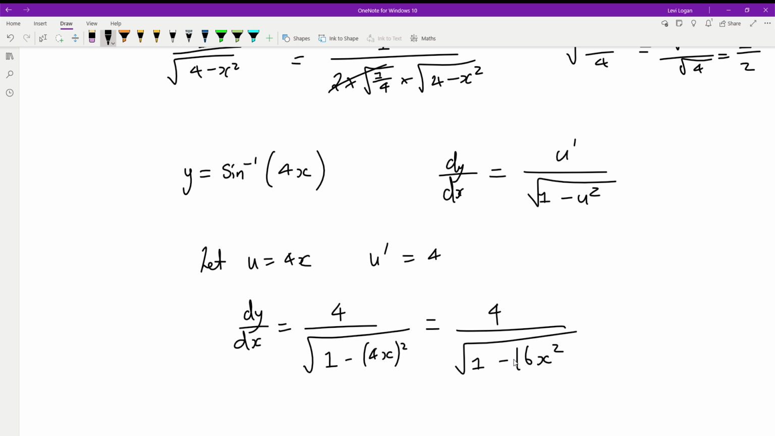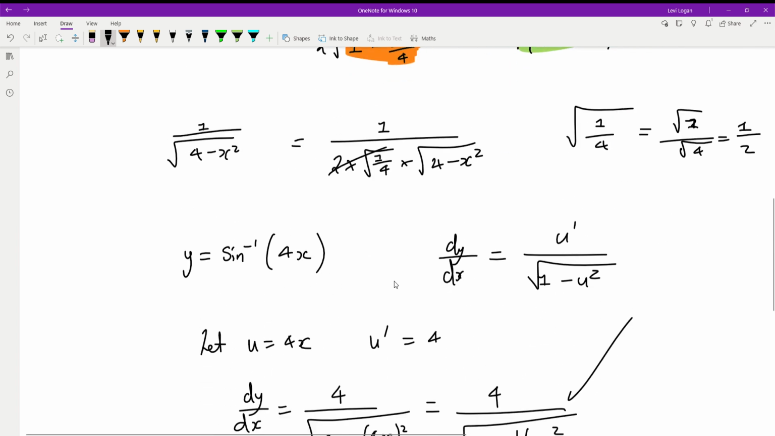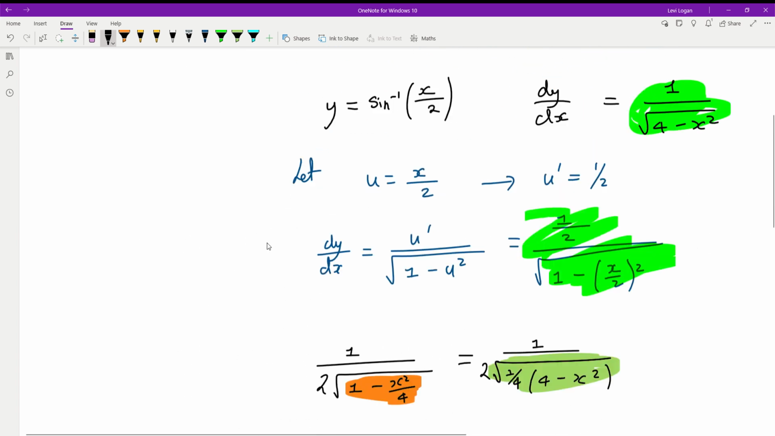Now there is a way you could probably clean it up, but honestly, you'd probably just leave it like that. Yeah, you would leave it like that because the other version would be quite ugly. So that's how you do it for both of those there.